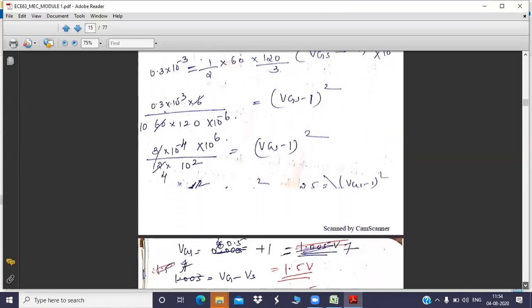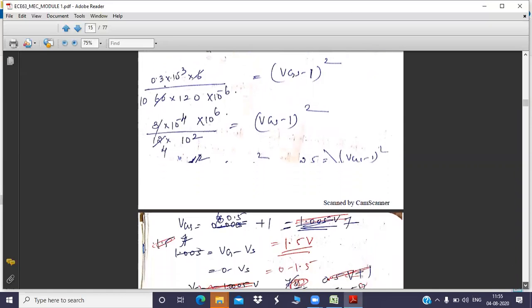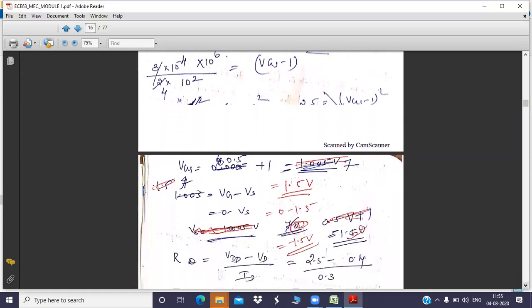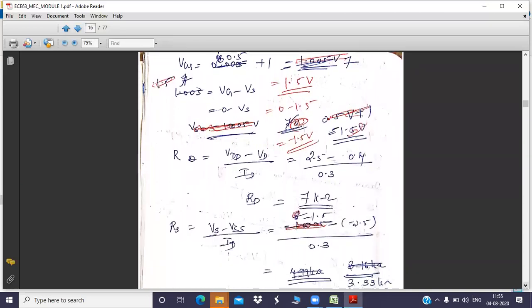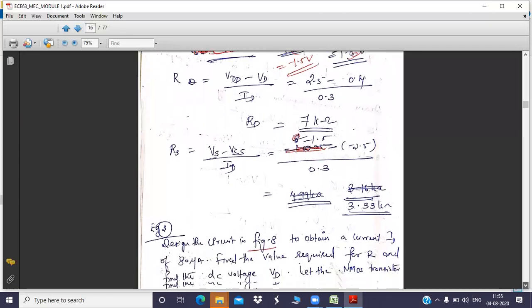That is what is mentioned here. That minus 1, when it goes to the right side, will become plus 1. So 0.5 plus 1, 1.5. That is VGS. Once you get VGS, VS is minus 1.5, because 0 minus VS is equal to 1.5 means VS is equal to negative 1.5. Based upon that, you can solve for RD and RS. Any doubts?